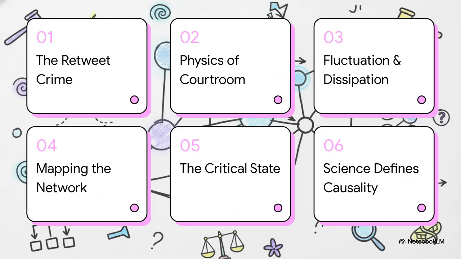Here's our roadmap for the explainer. We'll start with the retweet crime, move into the physics of the courtroom, unpack fluctuation and dissipation, then map the network, analyze the critical state, and wrap up with how science defines causality.